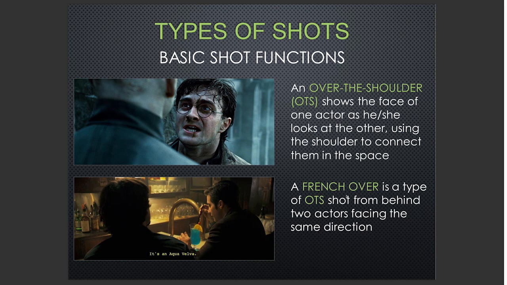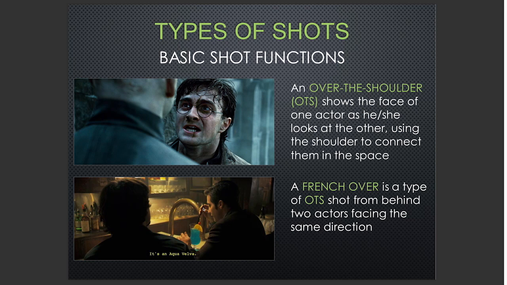The French over is a little different because it's still over the shoulder, but what you notice is it's over the shoulder of both characters, and they're both looking away from the camera. One thing I do want to point out is that for this over the shoulder, I can see his eyes, his mouth, his face, all of those details on his face. With this one, I'm only limited to the side of his face. That's very important to note.